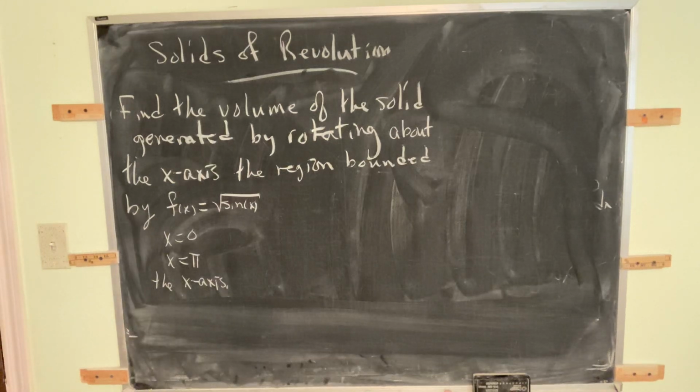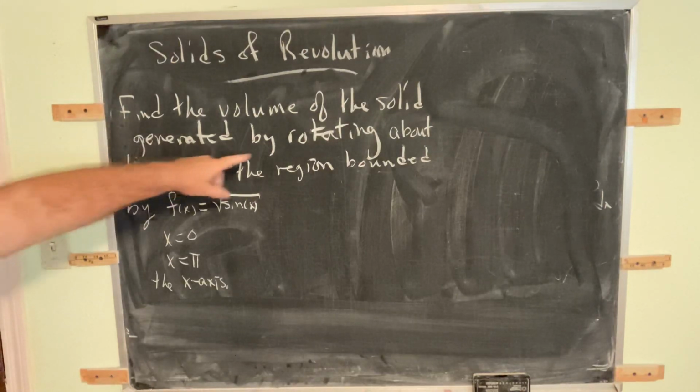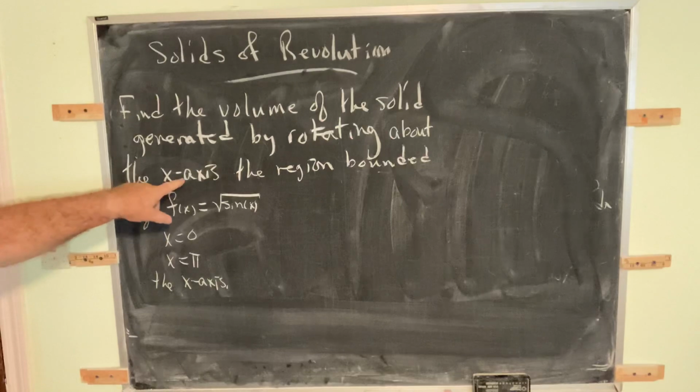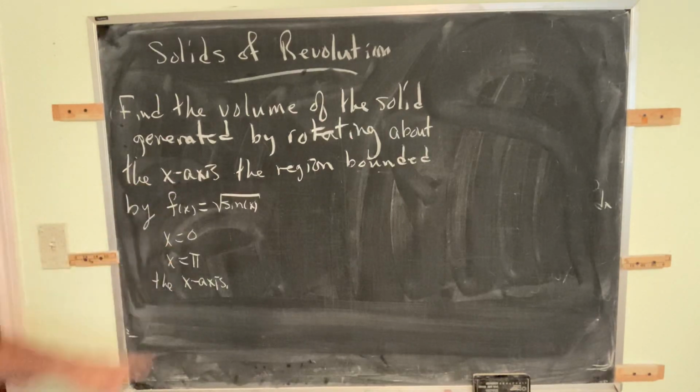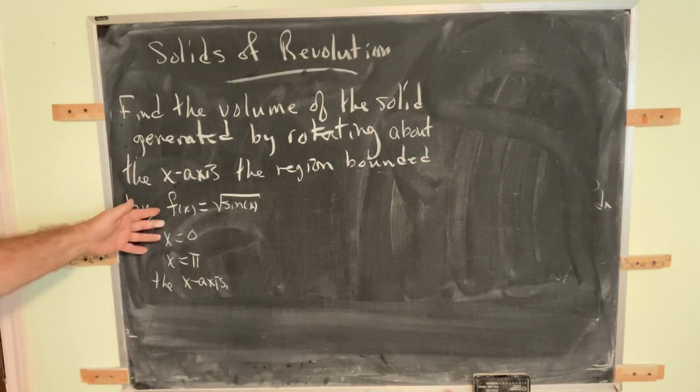All right, let me see if we can work through a few examples of this and get the basic idea so we'll be able to find these volumes. We want to find the volume of the solid generated by rotating about the x-axis the region bounded by these pieces.